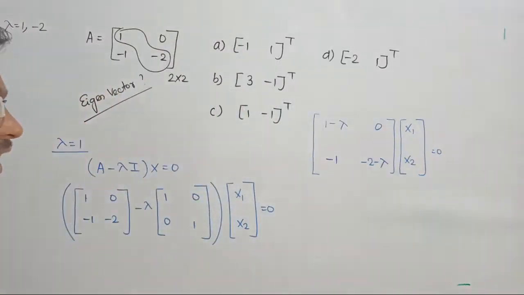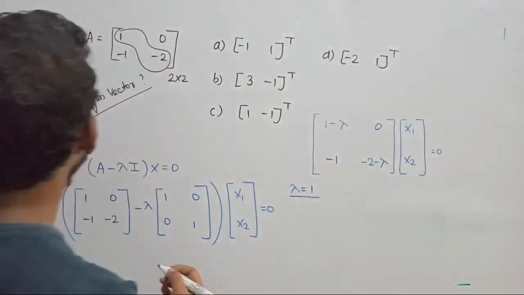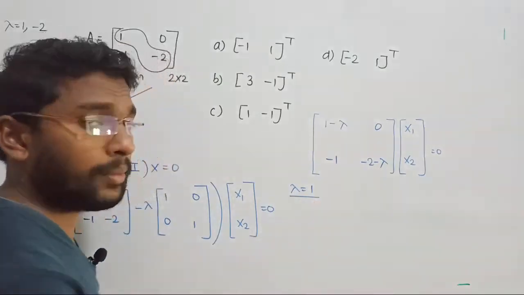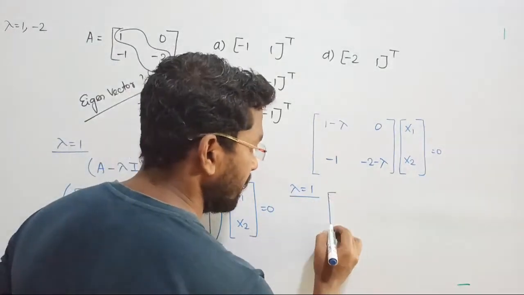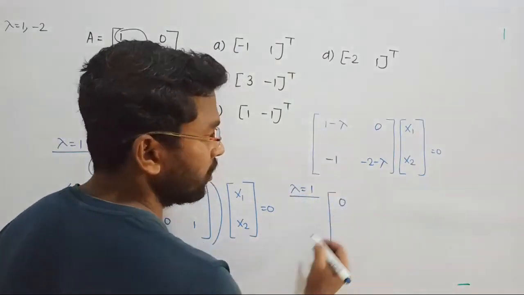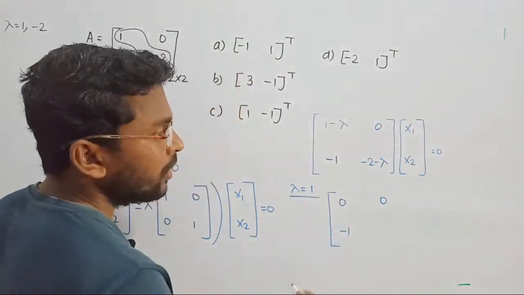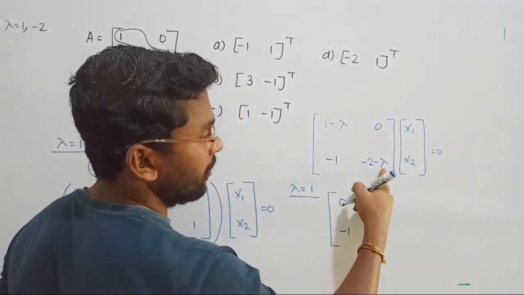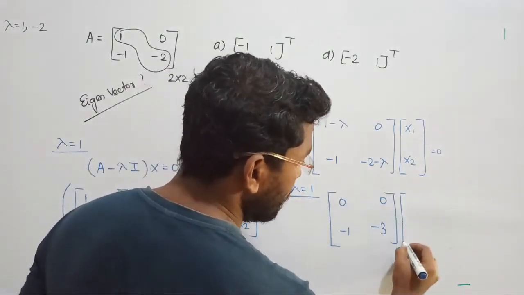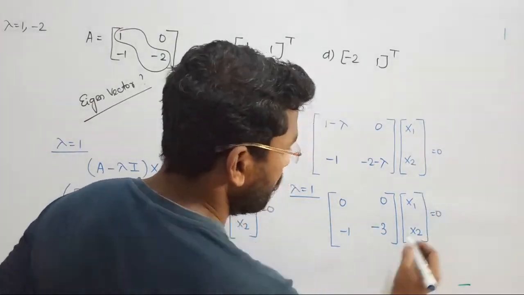Let us substitute the eigenvalues. The first eigenvalue is lambda equal to 1. If I substitute lambda equal to 1, then what will I get? 1 minus 1 is going to be 0. Again here it is going to be 0, and here it is going to be minus 1. Here, substituting 1, minus 2 minus 1 will become minus 3. And its corresponding eigenvectors are x1, x2 equal to 0.